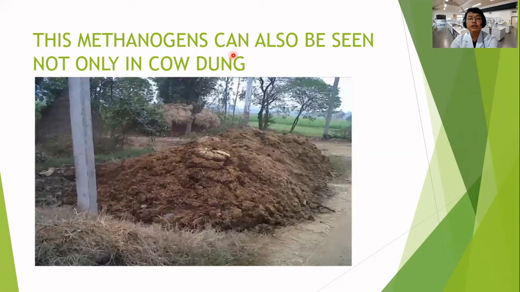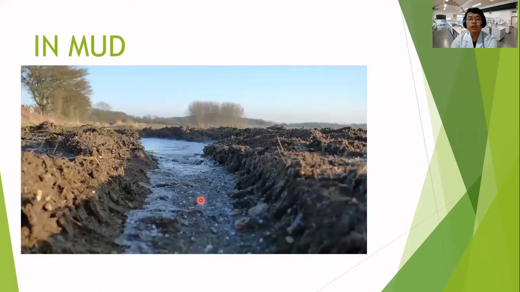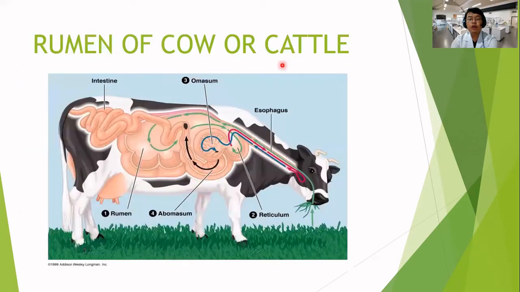These methanogens can be seen not only in cow dung, but also in sewage, in mud, and in the rumen of a cow or cattle. Rumen is present in the stomach of a cow.